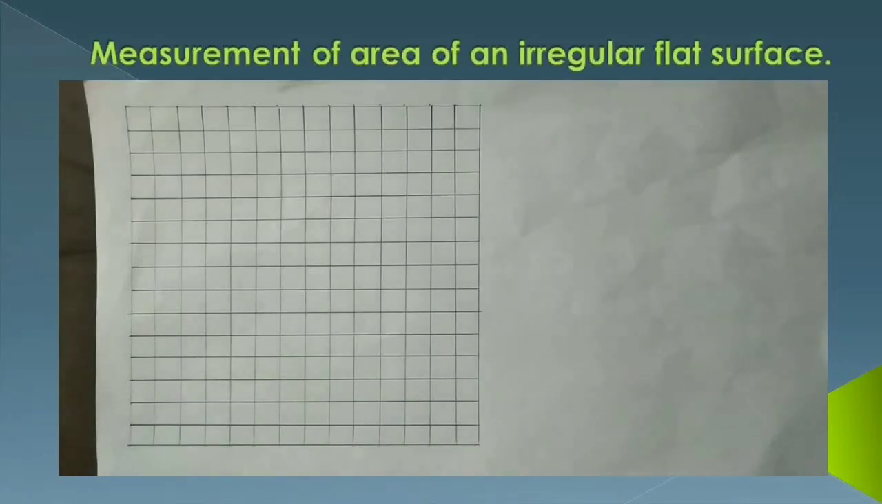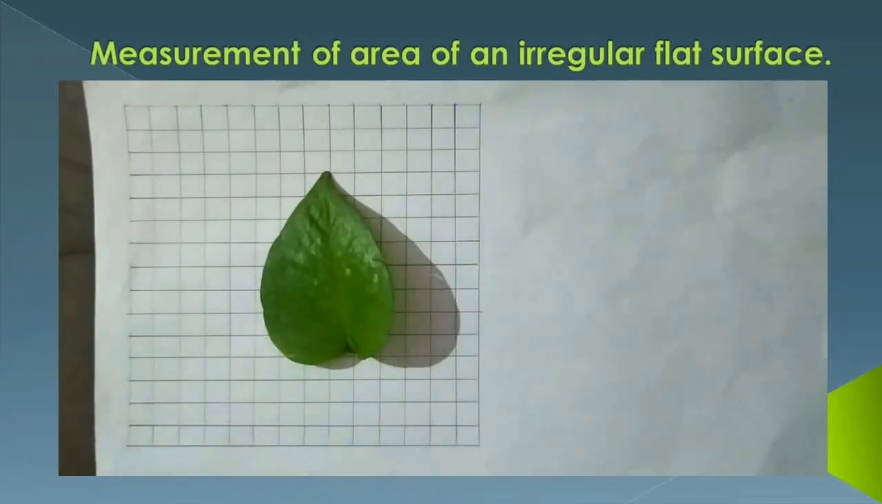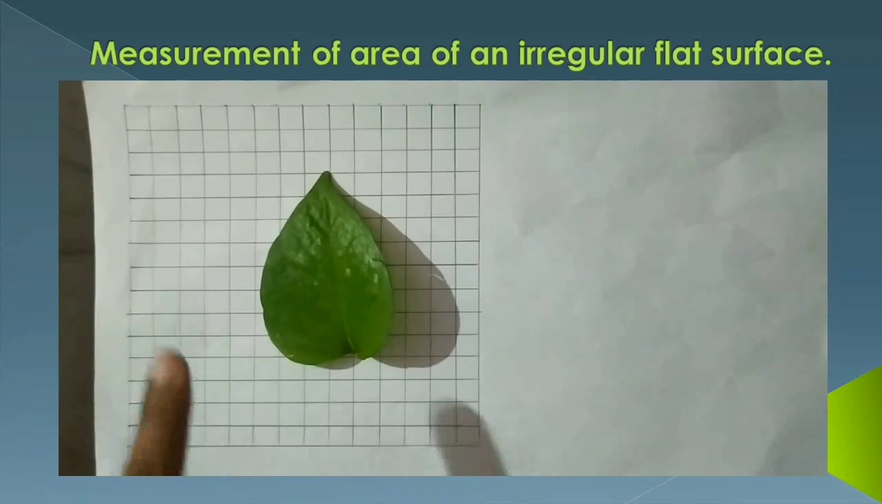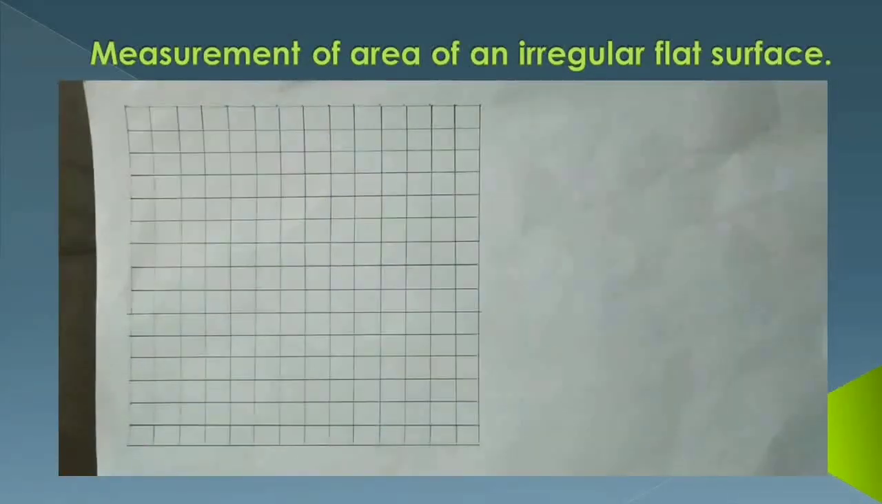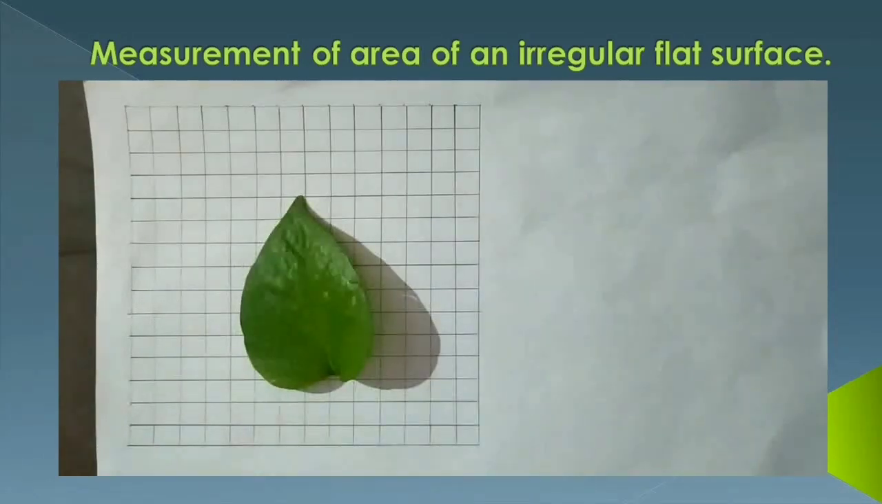So for measuring the area of an irregular flat surface, suppose I am finding the area of this leaf, which was available at my home. We will find the area of this leaf using this graph paper. This rough graph paper, you can see I have made for you to find the area of the leaf. So what do we have to do to find the area of the leaf?